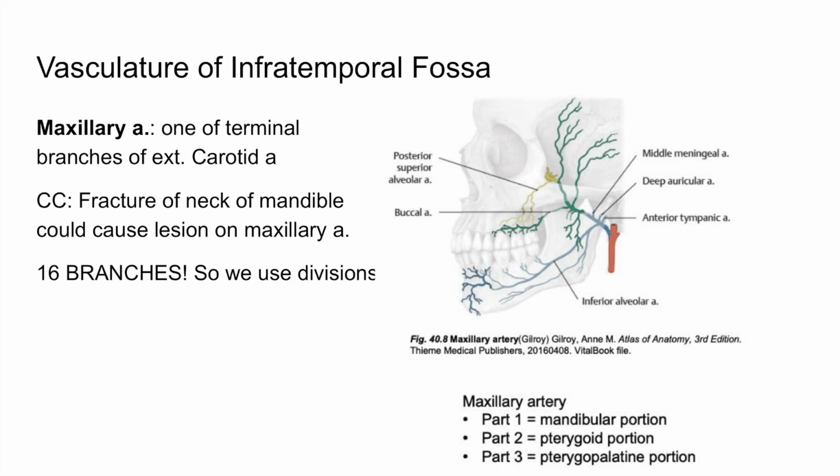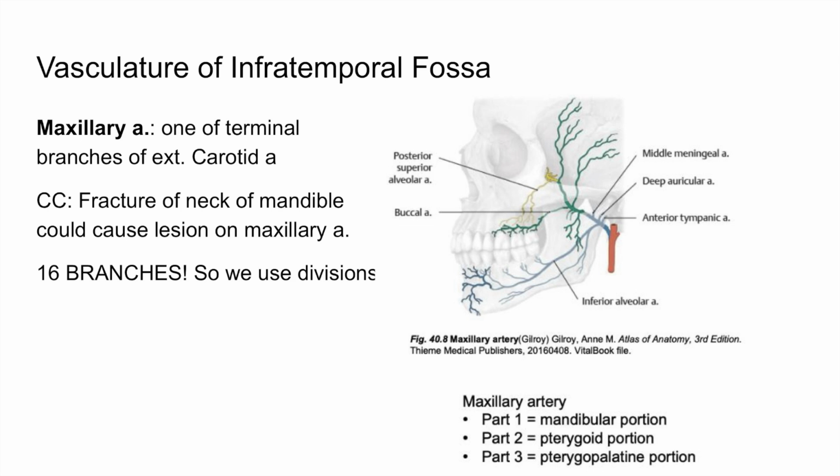So part 1 is the mandibular portion, which lies posterior to the lateral pterygoid and primarily supplies structures associated with the mandible, including things like the inferior alveolar artery. Part 2 is the pterygoid portion, which runs either superficial or deep to the lateral pterygoid and mainly supplies the muscles of mastication. Part 3 is the pterygopalatine portion, which is more anterior and passes into the pterygopalatine fossa, where it gives off branches that supply deeper structures like the nasal cavity, palate, and orbit.